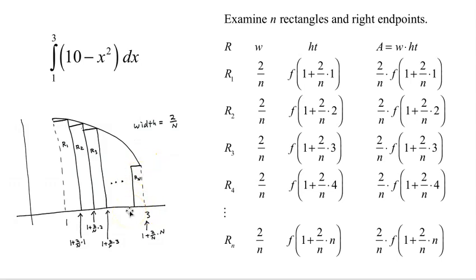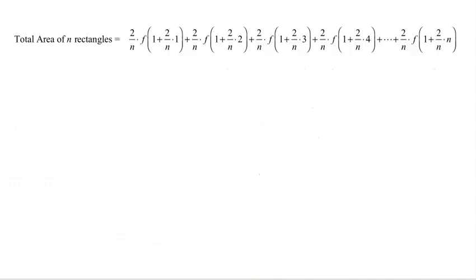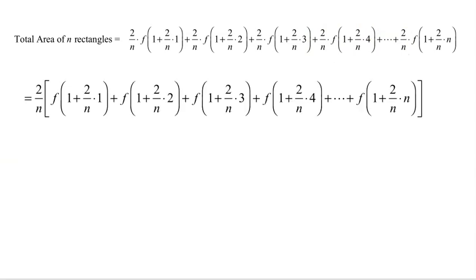The area of all these is width times height, so 2 over n times f of 1 plus 2 over n times 1, 2 over n times f of 1 plus 2 over n times 2, etc., all the way down. So, if I want to get the total area of n rectangles, I've got to add all of these up. Add up n of them. So the total area of n rectangles is 2 over n times f of this right endpoint plus 2 over n times f of that right endpoint all the way to the end. And you will notice there is a 2 over n in each one. So we're going to factor out that 2 over n.